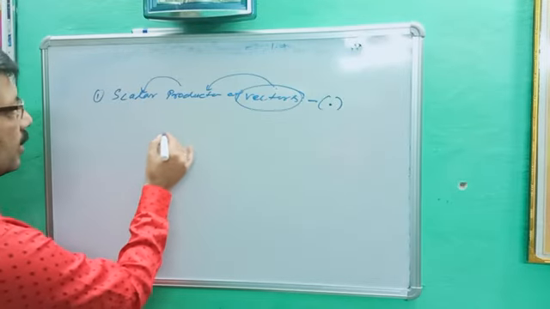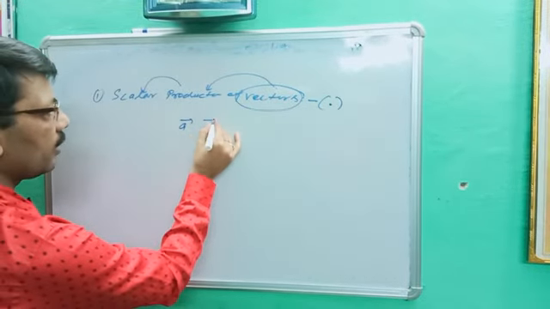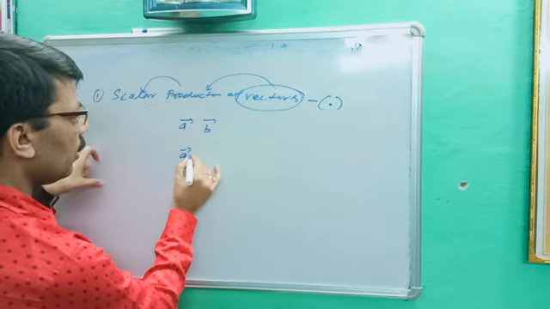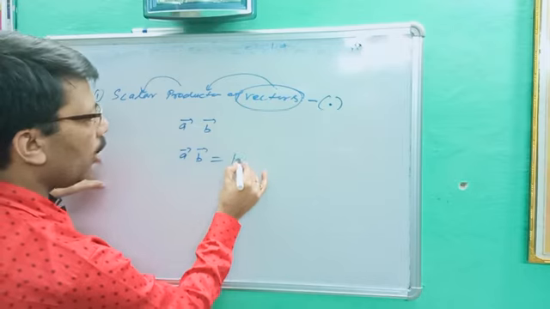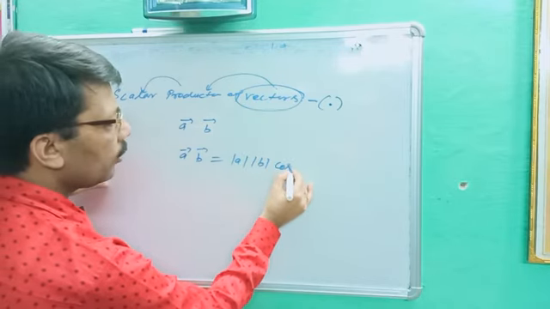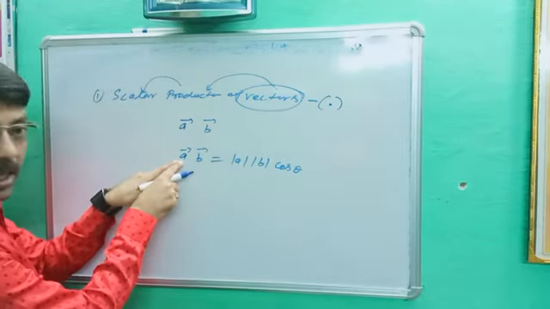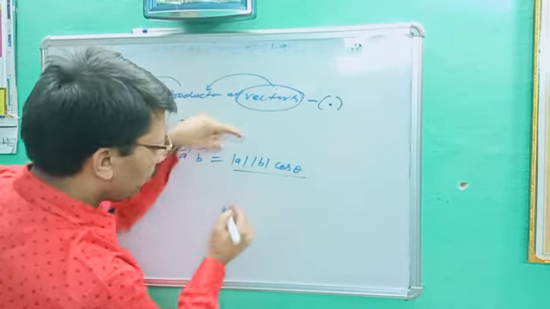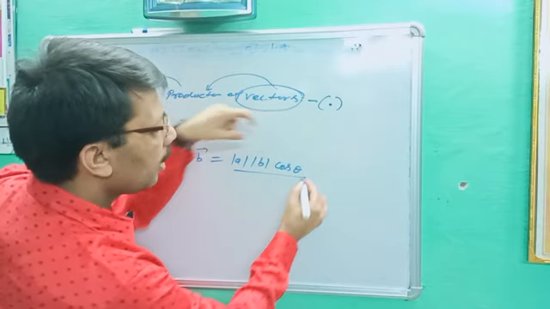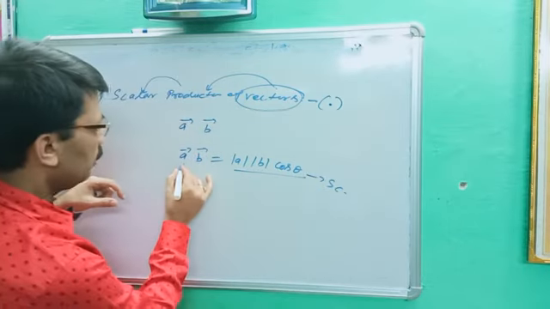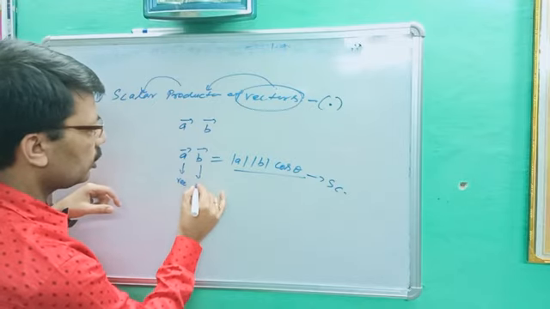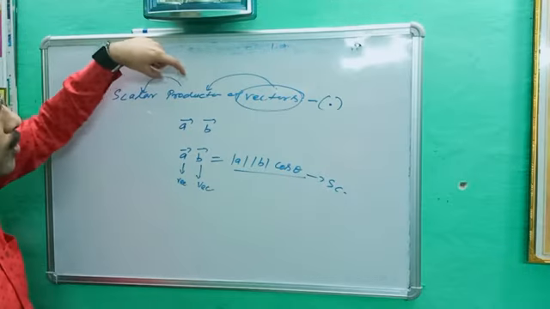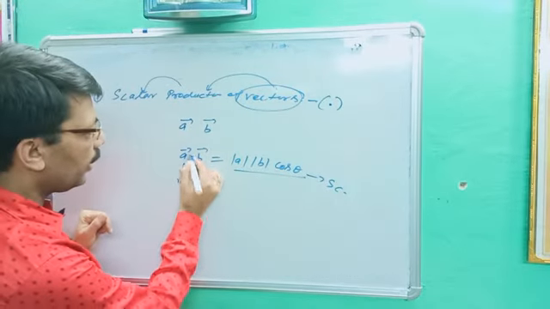Let's suppose two vectors are there, a vector and b vector, and if we multiply them with a dot, the formula will be a vector dot b vector is equal to mod of a, mod of b and cos theta. This is a vector quantity, this is a vector quantity. When we multiply two vectors, we get mod of a, mod of b, cos theta, and it is a scalar quantity. The result we are getting is a scalar quantity. This is called the scalar product of vectors, and it is represented by dot product.